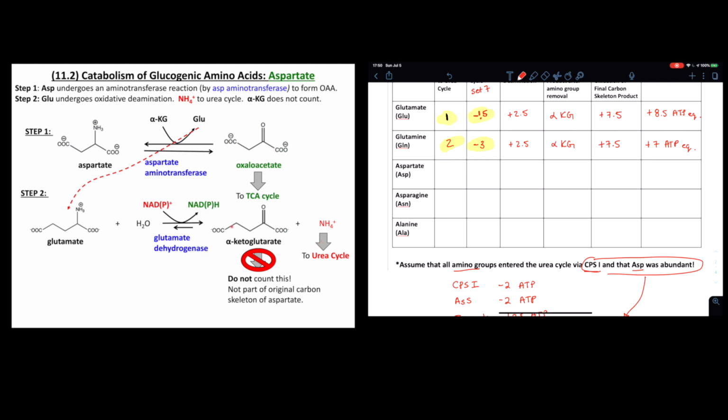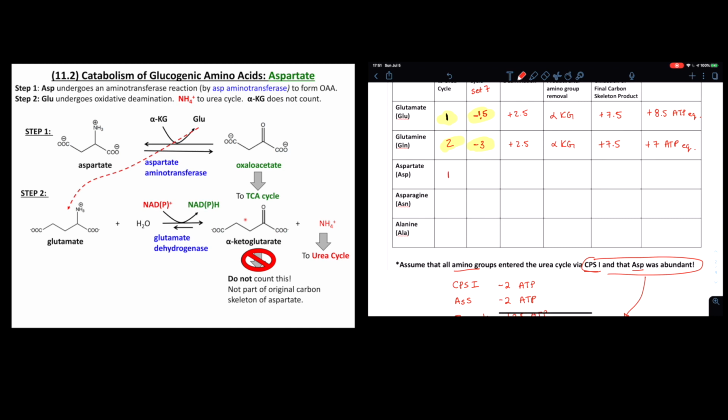But however, we cannot count this alpha ketoglutarate as part of the original carbon skeleton of aspartate, okay? It was simply used as a vehicle to bring this nitrogen into the urea cycle, okay? So these carbons don't actually come originally from the carbon skeleton of aspartate, okay? And that's why if we were to write out the overall reaction, this would cancel out and this would cancel out here, okay? So we can't really count that. So let's go back to our table.